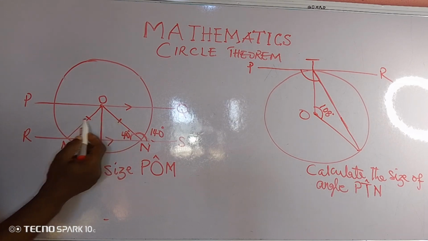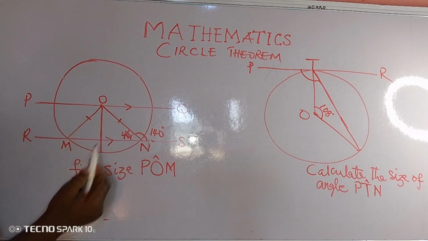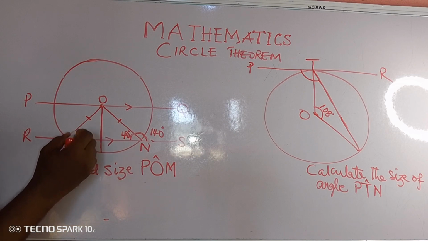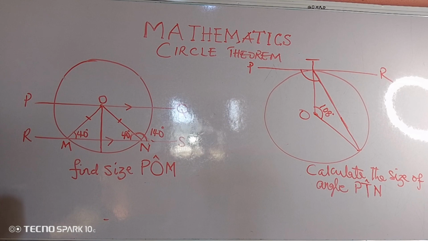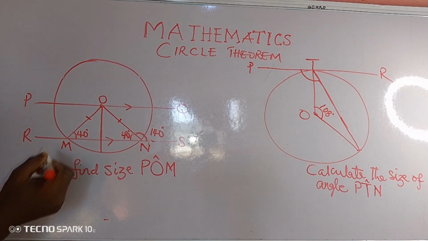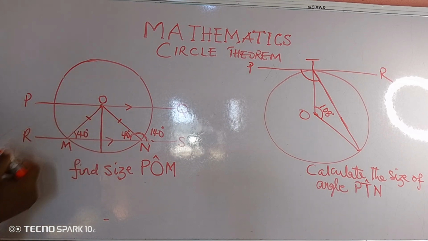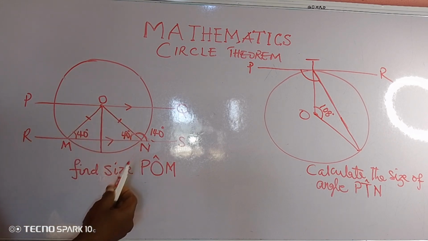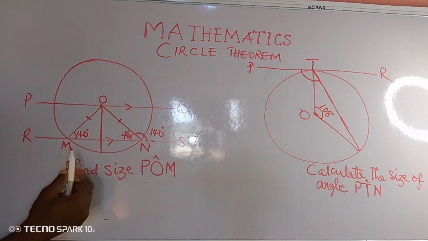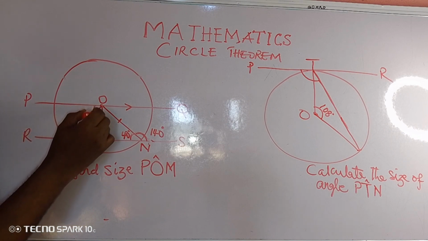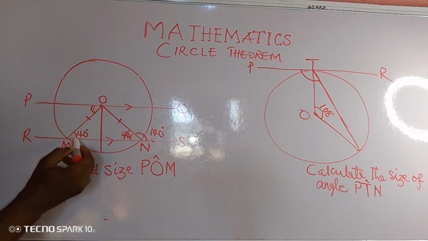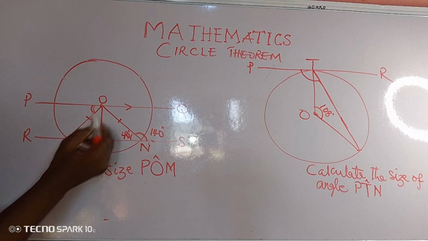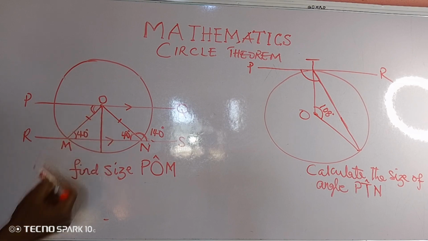Now, given the fact that this is an isosceles triangle, the base angles are equal. So this angle also is 40 degrees. And by your plane geometry, which I have done in previous classes, you can see that this angle here is equal to this angle here. Why? It is referred to as alternate angles.